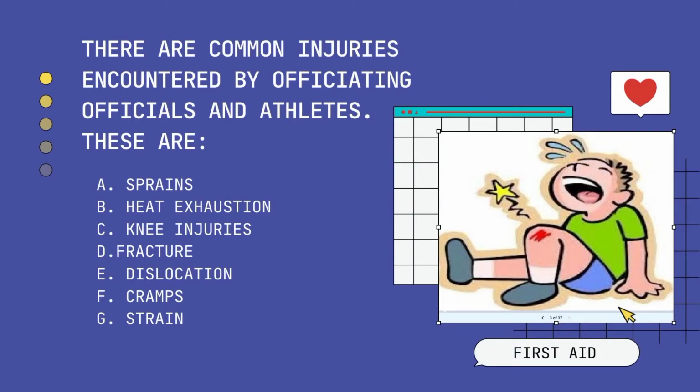There are common injuries encountered by officiating officials and athletes. These are the following: sprains, heat exhaustion, knee injuries, fracture, dislocation, cramps, and strain. Now, let us discuss them one by one.